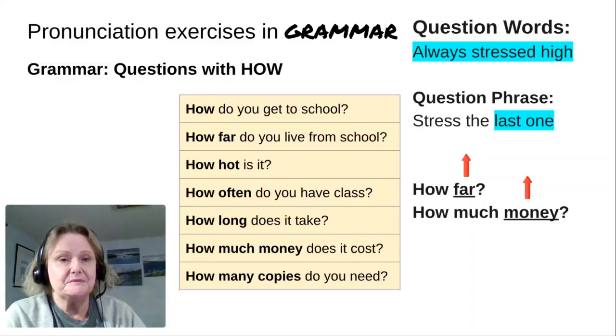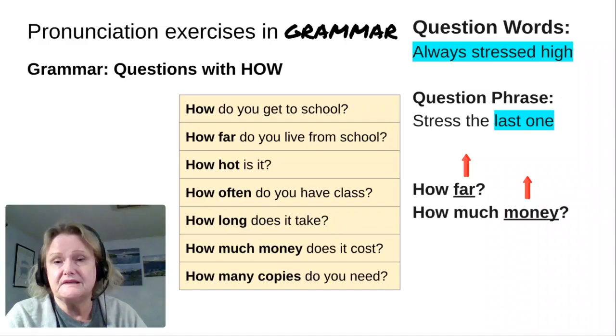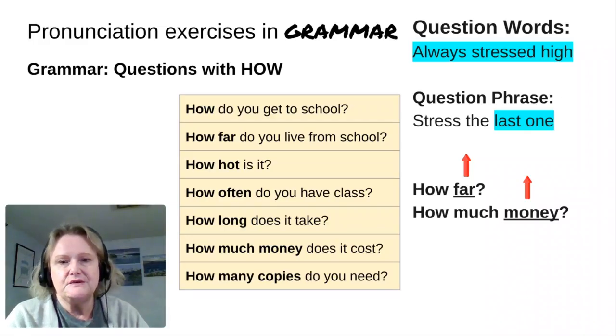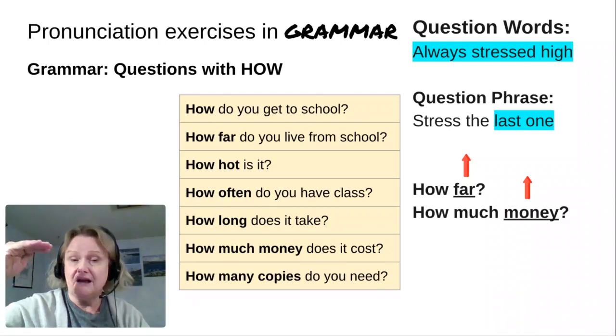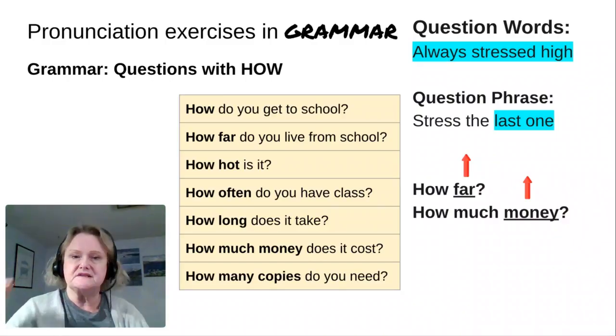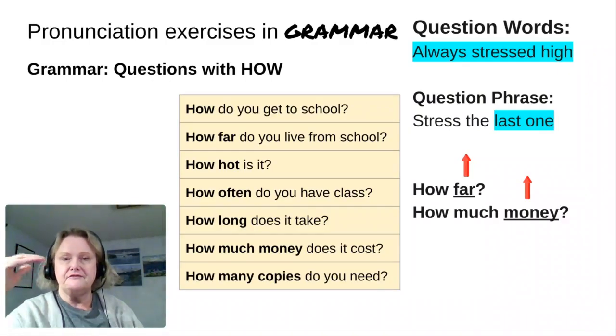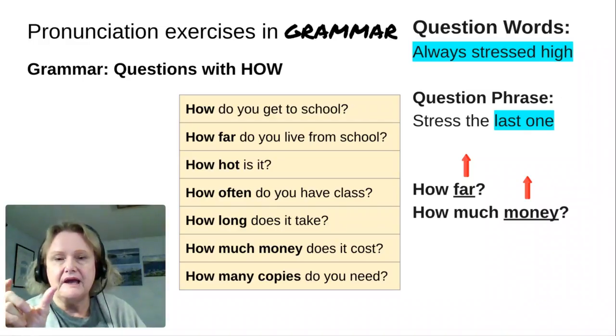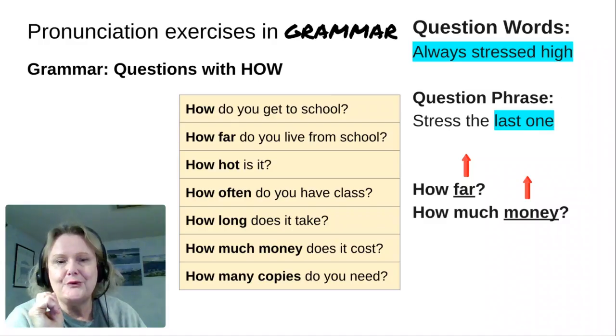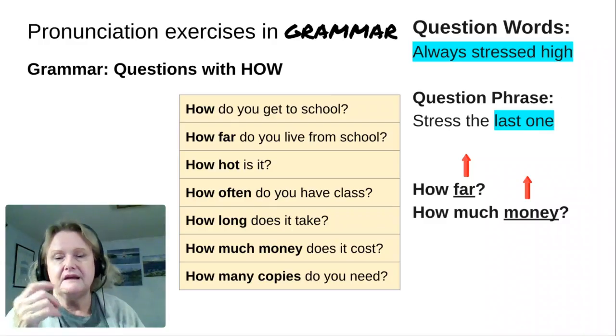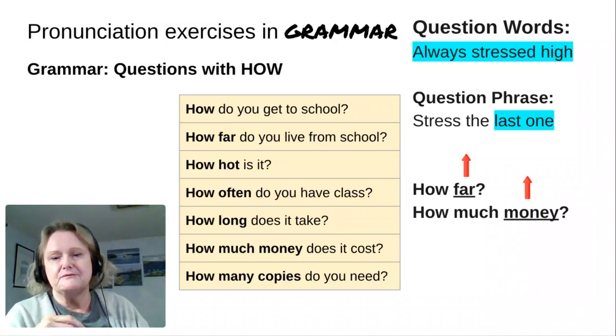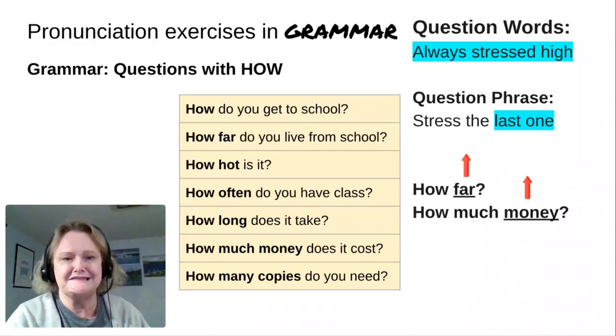Another kind of pronunciation exercise you can do is, let's say you're focusing on question words. You're doing a chapter in a grammar book by question words, and you can teach them to stress kind of high the question word. How do you get to school? Usually there are two stresses. How do you get to school? How far do you live from school? If you have a phrase like how far or how much money, it's the last one that's going to be the highest. And this is really helpful for students to learn how to ask questions.